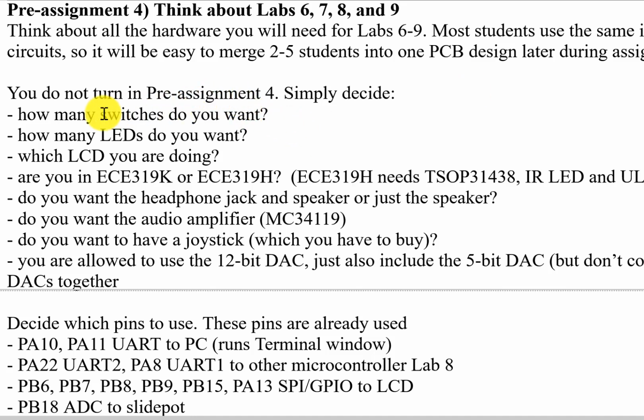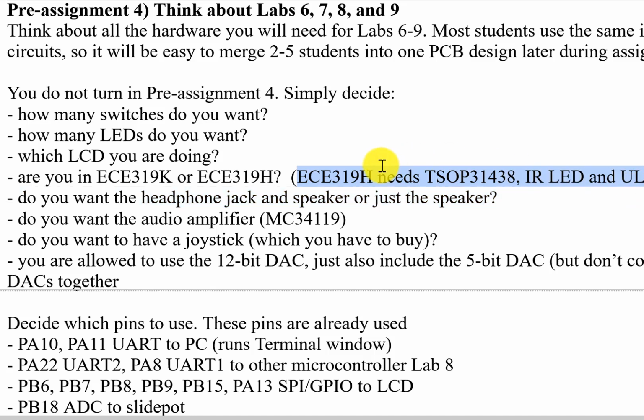we have to make some decisions. How many switches do you need? How many LEDs would you like? There are two different liquid crystal displays. Do you want one, the other, or both? Now, if you're in 319H, you could make Lab 8 run, but if you're in 319K, then you don't need to do the 319H wireless lab.